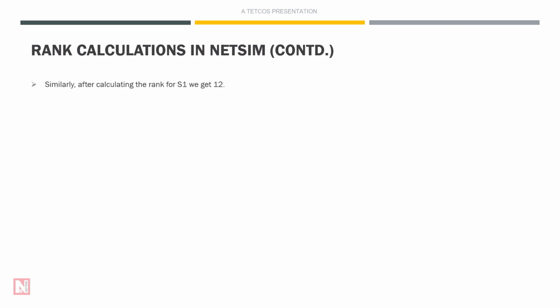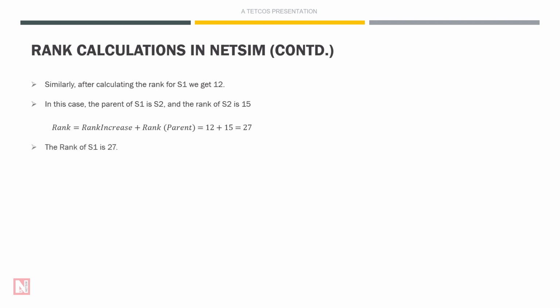Similarly, after calculating the rank value for S1, the value obtained is 12. Now, since the parent of S1 is S2, and S2 has a rank of 15, we add that to our rank increase. 12 plus 15 gives us a final rank of 27 for S1.